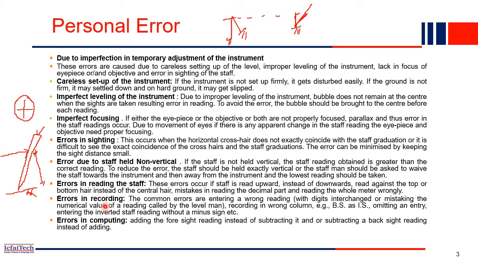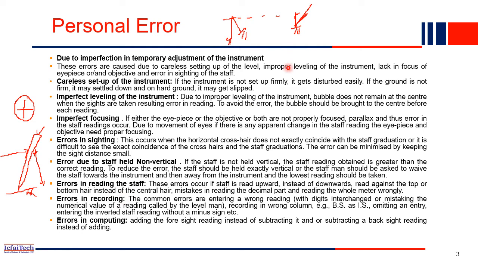And next one is the error in recording. So recording means what? He is a surveyor, right? So he will tell, okay, what is the reading, maybe 2.5 meter here. Loudly he will say, is it not? So one more person may be there, he will be recording whatever he said. So that is basically errors in recording.